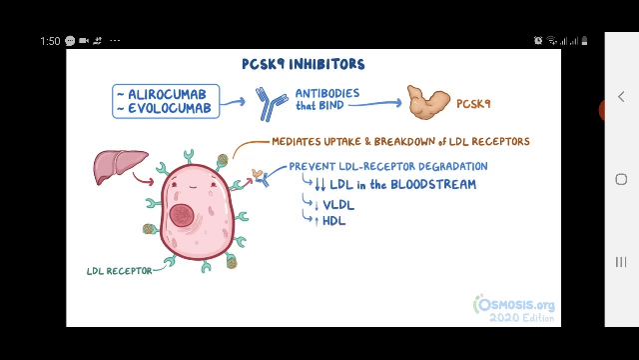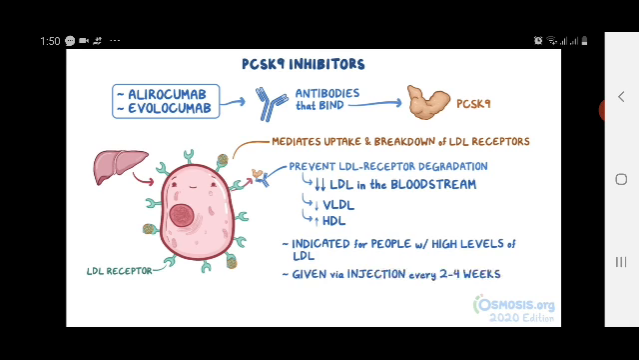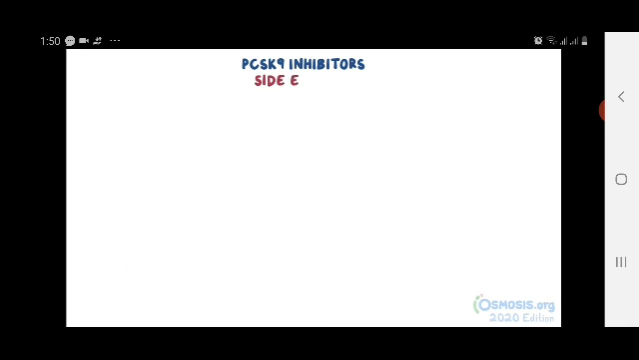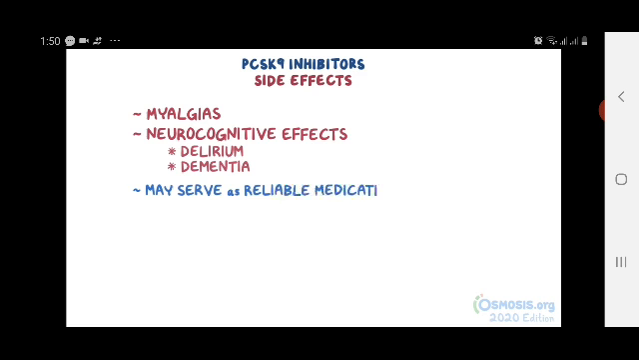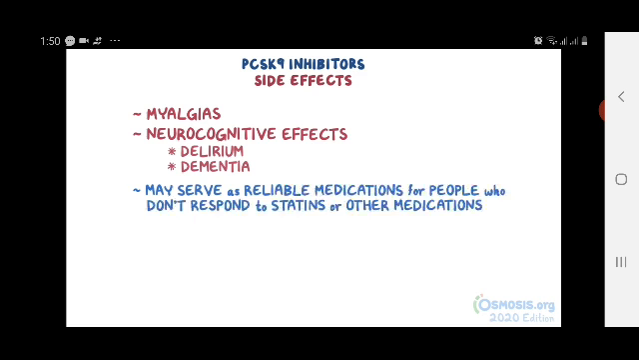So just like the bile acid resins, they're indicated for people with high levels of LDL. The downside to using PCSK9 inhibitors includes the fact that they must be given via injection every 2 to 4 weeks. They've also been associated with myalgias, or muscle pain, and neurocognitive effects like delirium and dementia. Since they're so new, not many people are on them. However, researchers predict that they might serve as reliable medications for people who don't respond to statins or other lipid-lowering medications.